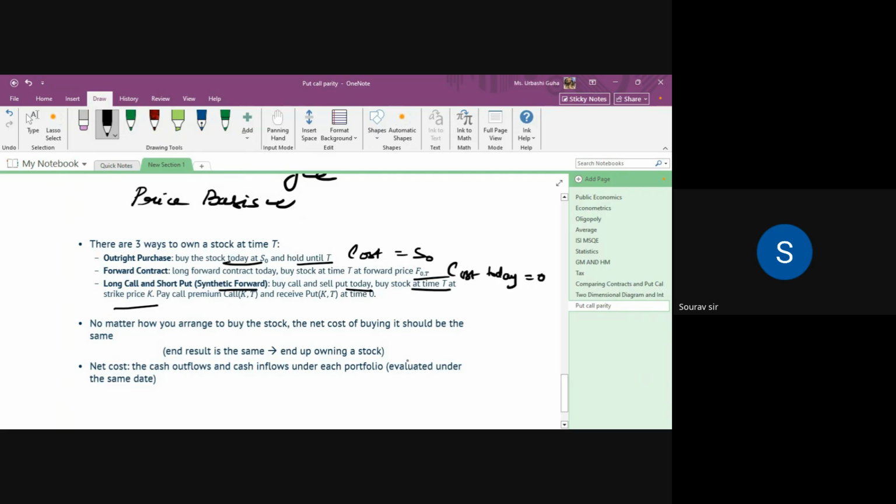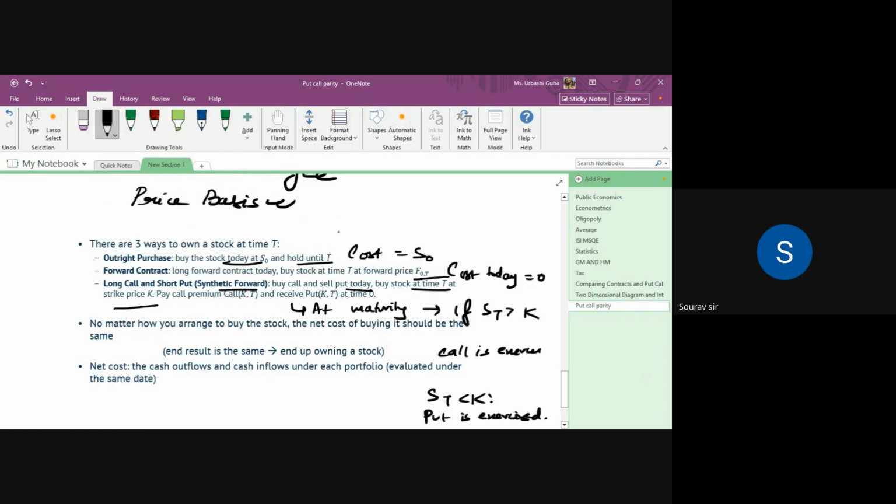So what happens at maturity then? At maturity, if ST is greater than K, then the call is obviously exercised, so you buy the stock at K. And if ST is less than K, then the put is exercised, so you buy the stock at K. Either way, you end up buying the stock at strike price K. So net upfront cost is call premium minus put premium.